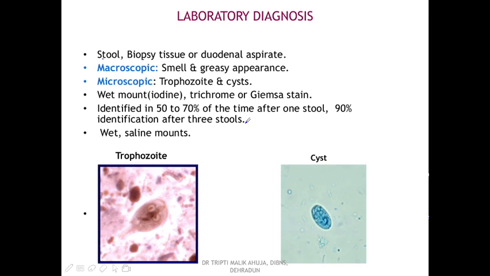In the case of active cases, the trophozoites and the cysts are shed in 50 to 70% of the cases in one stool, but sometimes there is intermittent shedding, so 3 consecutive stool samples have to be examined. If 3 samples are examined, then there are 90% chances of detection of the trophozoite and the cyst form.